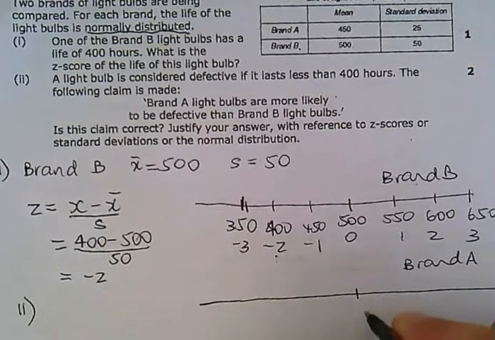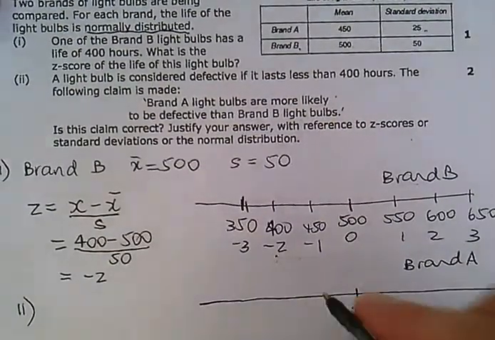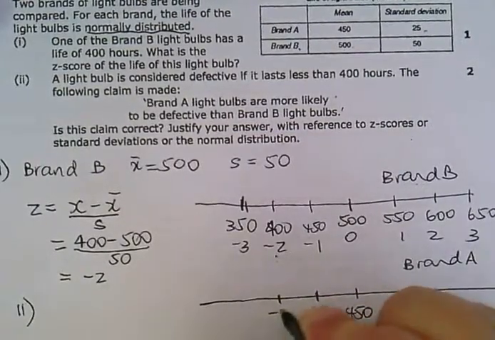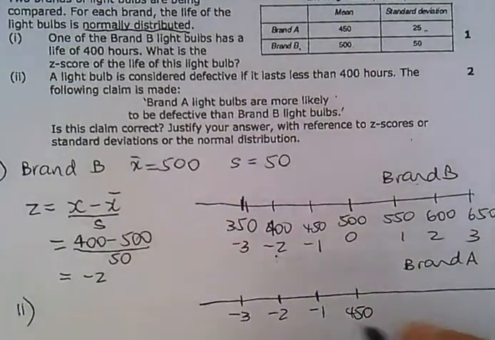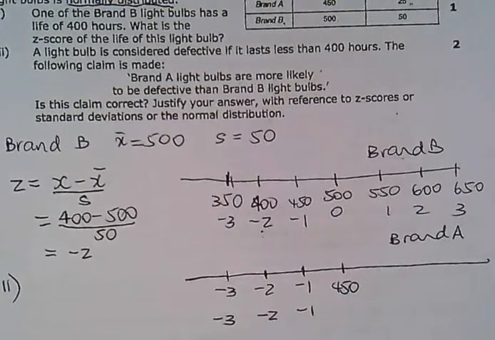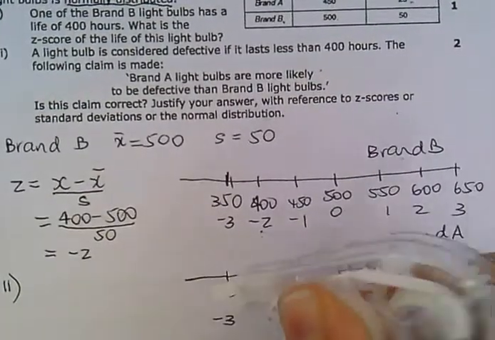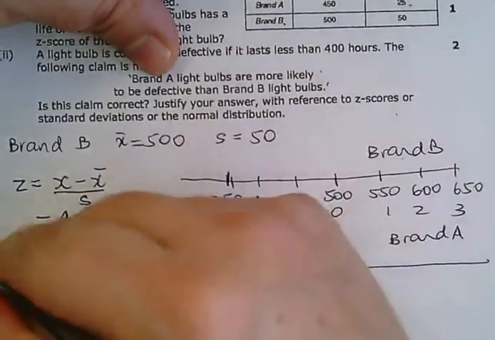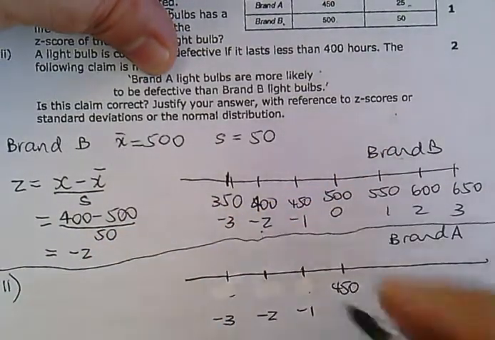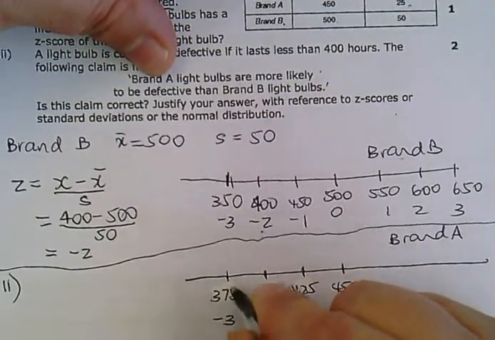I can do brand A scale if I want, or I can just start working out Z-scores. I'm just going to do the brand A scale. The mean is 450, but the standard deviation is 25. So let's go down first to the negative Z-scores. What's -1? Sorry, I should have put those underneath. So what's -1's quantity in hours? For brand A, the standard deviation is 25. So we've got 425, 400, and 375.